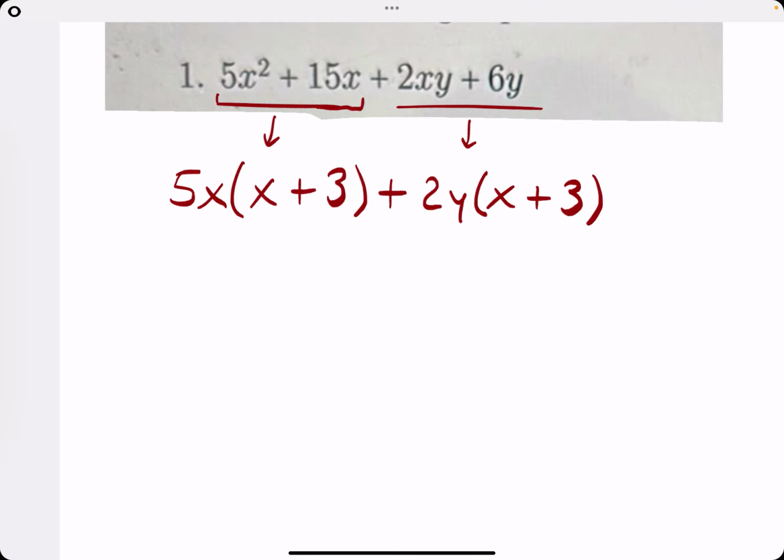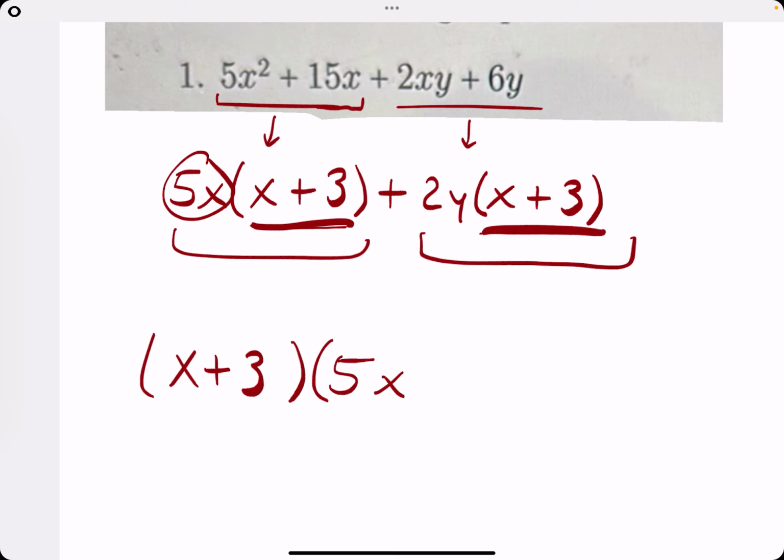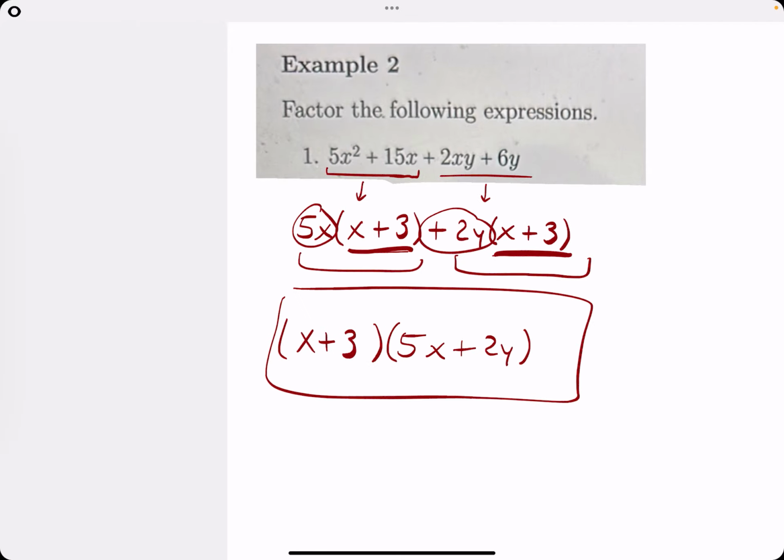It is no coincidence that x plus 3 matches across both these terms here. So what we're going to do is essentially factor out an x plus 3 from both these groupings. When we pull out x plus 3 from here and from here, what are we left with? We're left with the 5x, and we're left with the plus 2y. So we are done. That's factoring by grouping. Let's do one more.